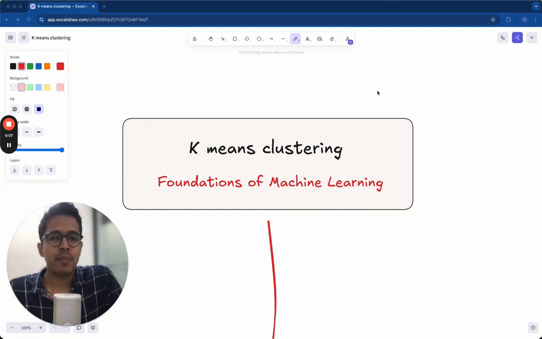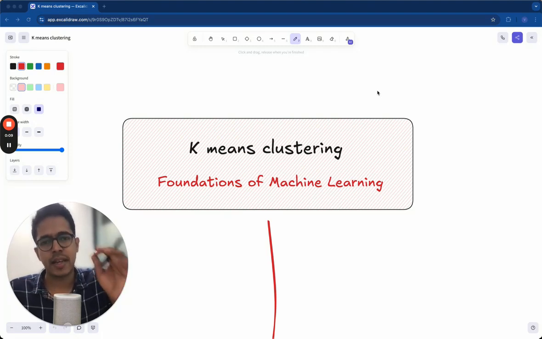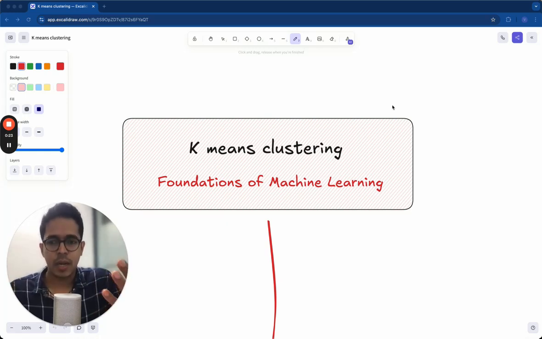And today we'll be implementing k-means clustering completely from scratch. So the first half of the lecture will be dedicated to understanding the theory of k-means clustering and its importance in machine learning. And in the second half of the lecture, we'll be implementing it from scratch in Julia. So welcome to the lecture.